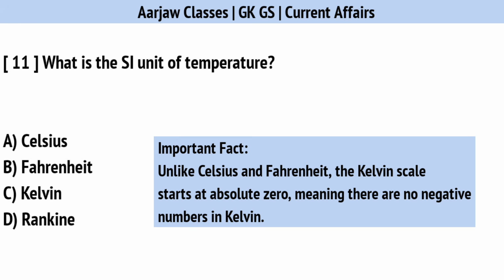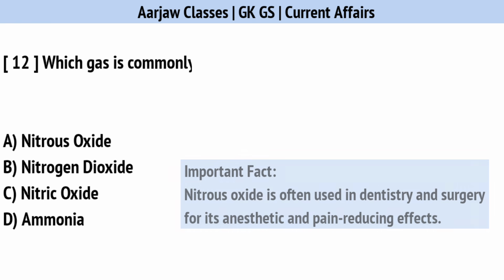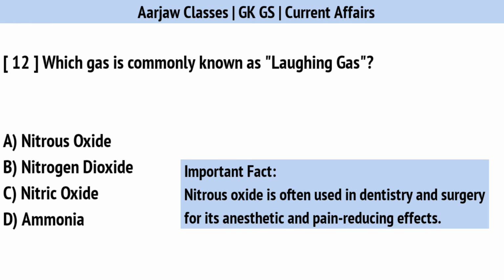What is the SI unit of temperature? Right option is C, Kelvin. Which gas is commonly known as laughing gas? Right option is A, nitrous oxide.